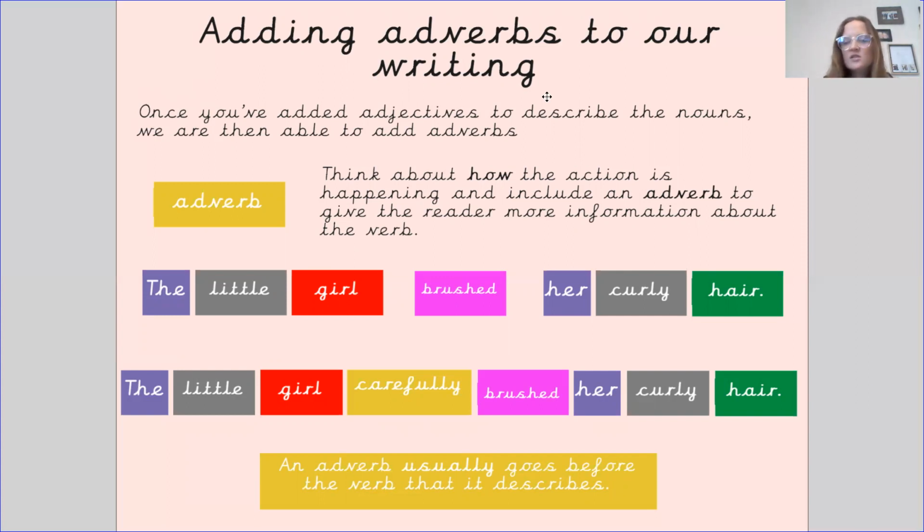So our sentence started off with the little girl brushed her curly hair. We've now expanded it even more by saying the little girl carefully brushed her curly hair. And an adverb usually, not always, but usually goes before the verb it's describing. They sometimes also go at the front of our sentences in our fronted adverbials. But they come before our verb.